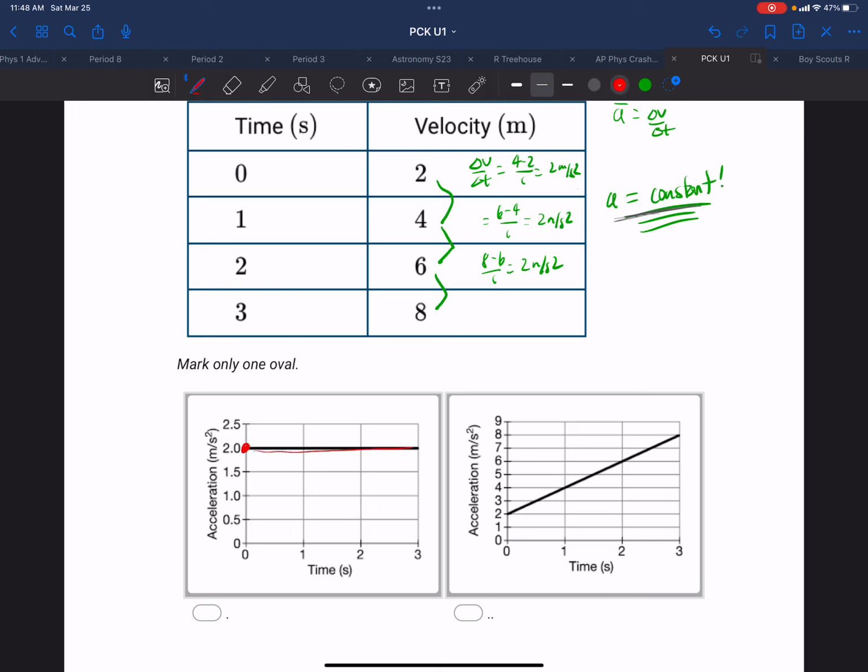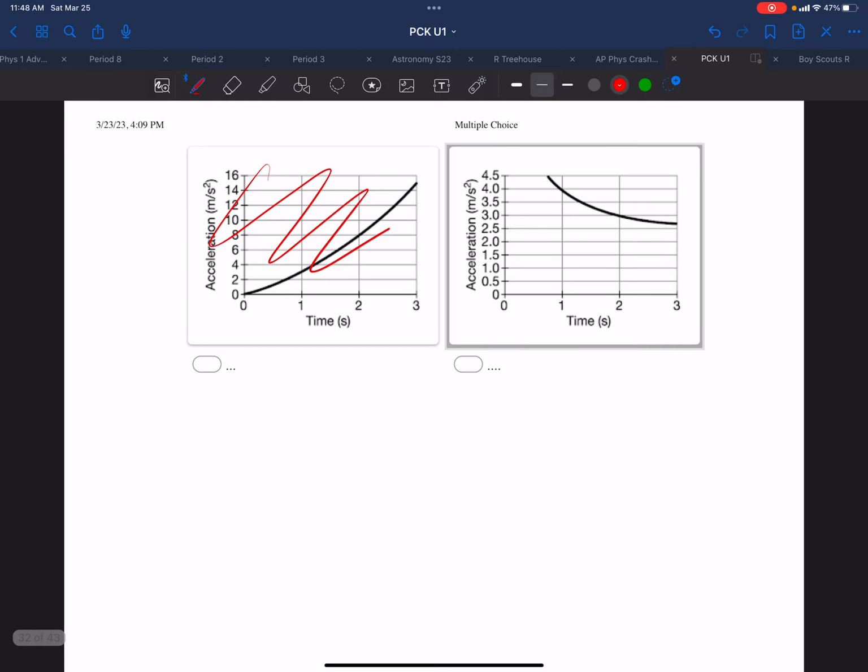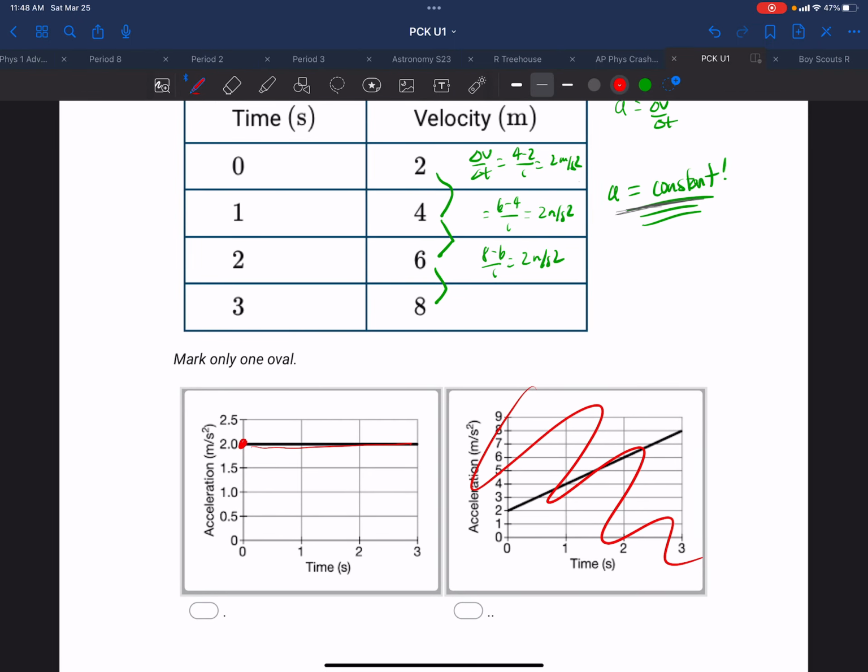The second graph shows the acceleration increasing, which is not what we obtained. The next one shows it increasing, and the last one shows it decreasing. So by simply calculating the accelerations, we see that it's choice 1.